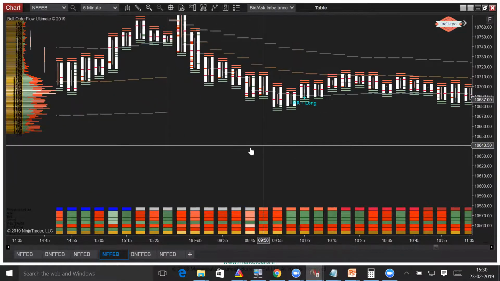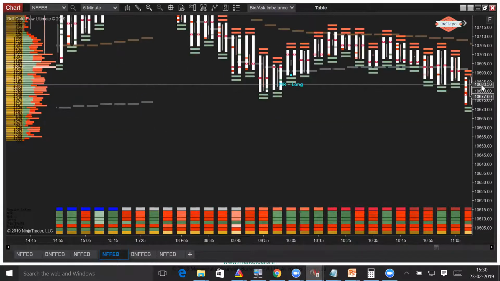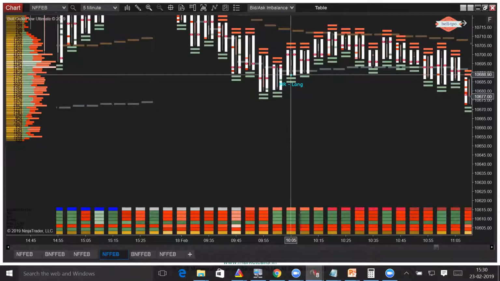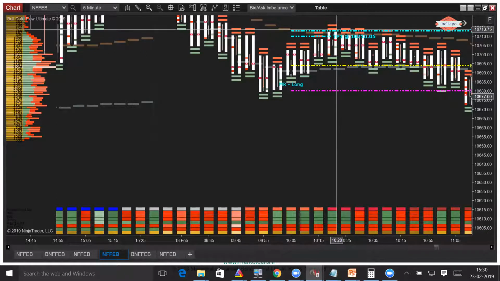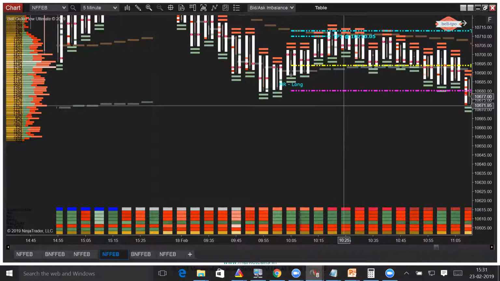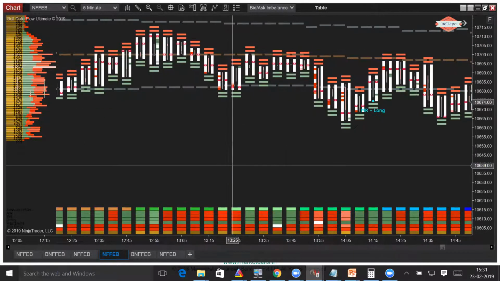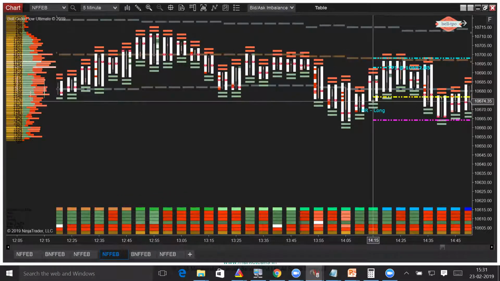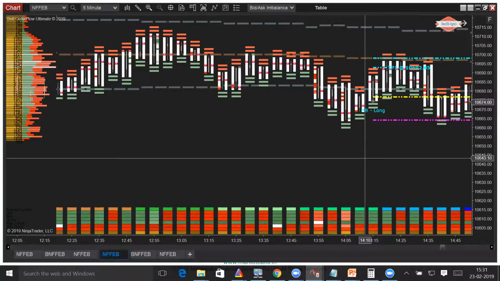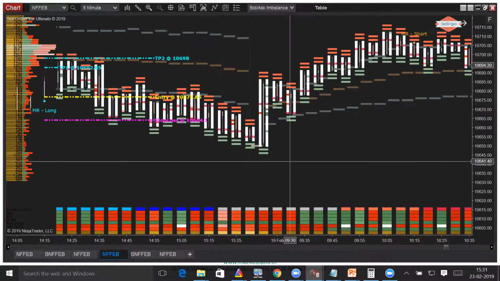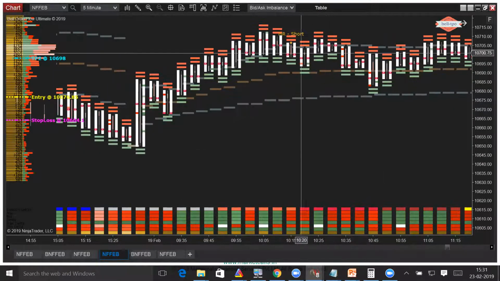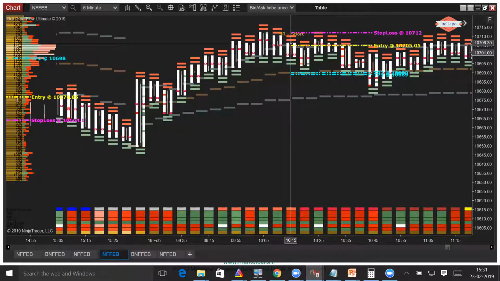Again, one more zone, one more MR long. It went towards those VWAP levels. Again, one more MR long. Not much, but it's a very quick trade because markets are moving pretty slowly. Again, MR short over here. So those are very quick scalp trades.